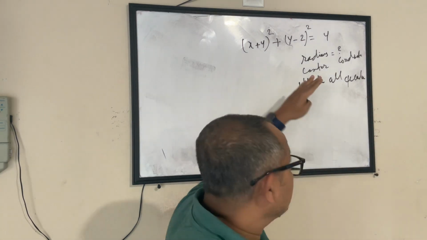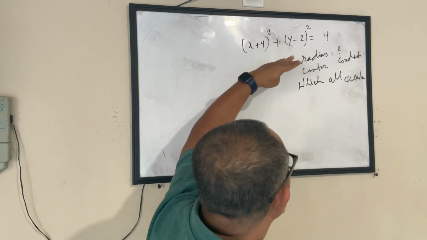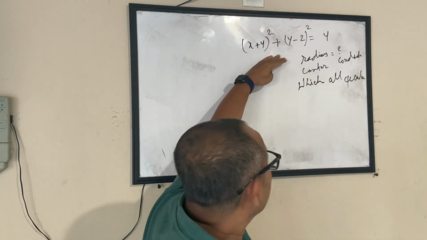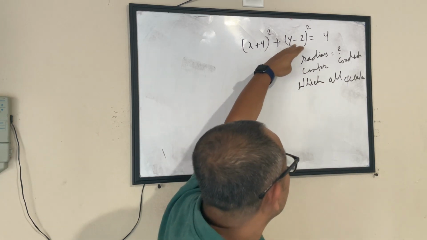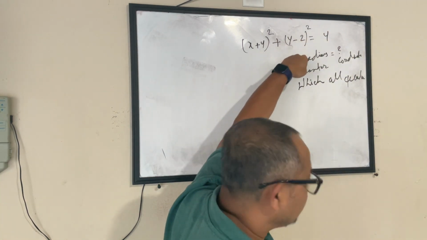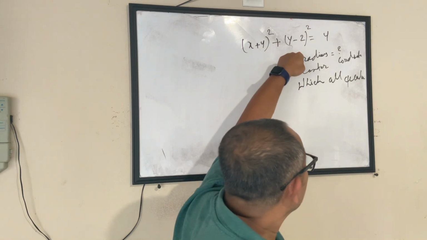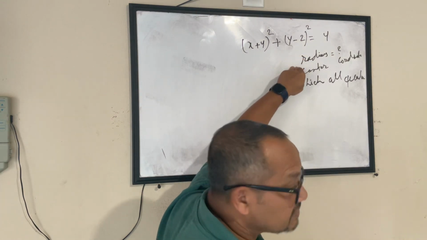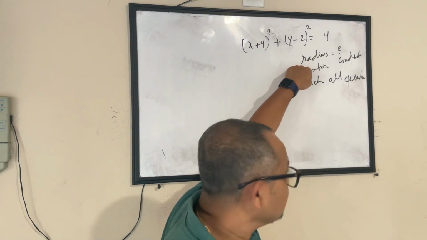So this is, again, listen to the question carefully, okay? This is my equation: (x + 4)² + (y − 2)² = 4. I want you guys to find out what is the radius, which should be easy peasy. What are the coordinates of the center? Again, should be very easy.